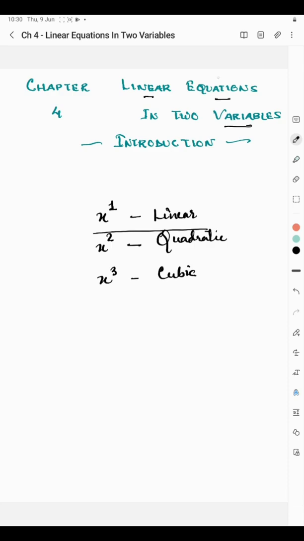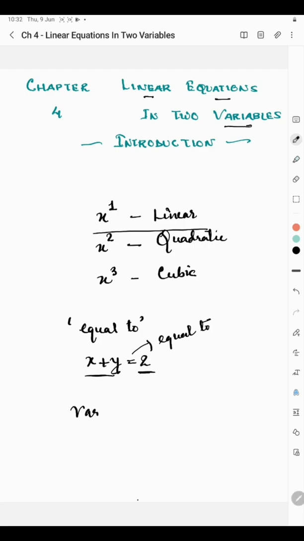Okay. Now, what do you mean by the term equation? It includes an equal to sign, which indicates that two expressions have the same value. Suppose, for example, x plus y is equal to 2. Here we have two expressions, and this equal to sign indicates that these two expressions have the same value.